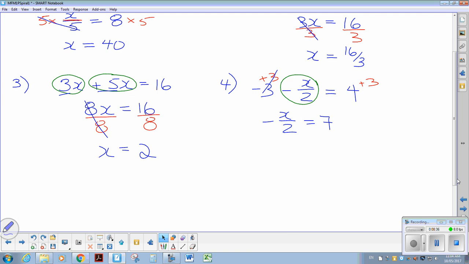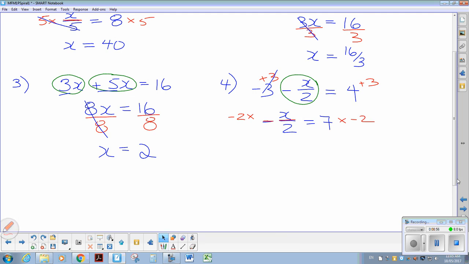What is happening to x here? Well, it's divided, and we have a negative sign. So that means that we are going to multiply both sides. We want to get rid of the negative and the 2. So we're going to multiply this side by negative 2. Whatever we do to one side, we do to the other.